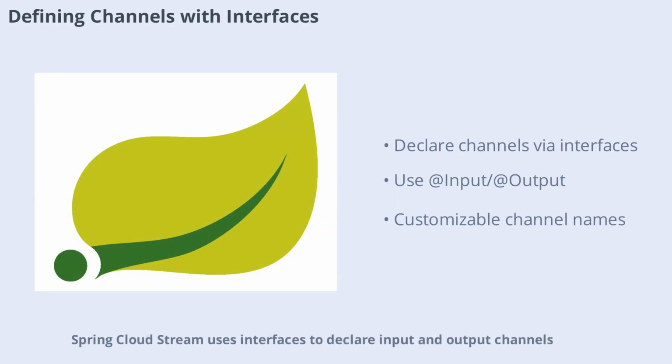Spring Cloud Stream uses interfaces to declare input and output channels. For example, the Sink interface defines an input channel, while Source and Processor interfaces define output and both input-output channels respectively. The @Input and @Output annotations identify these channels, and you can customize their names as needed. Spring Cloud Stream automatically generates implementations for these interfaces, making it easy to inject and use them within your application.